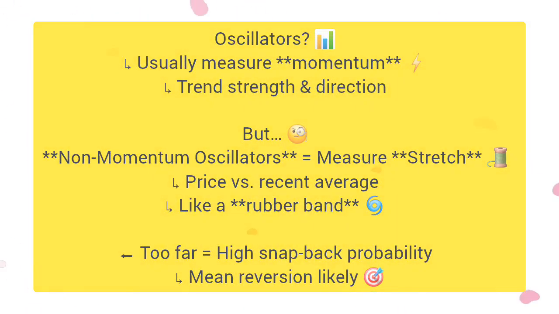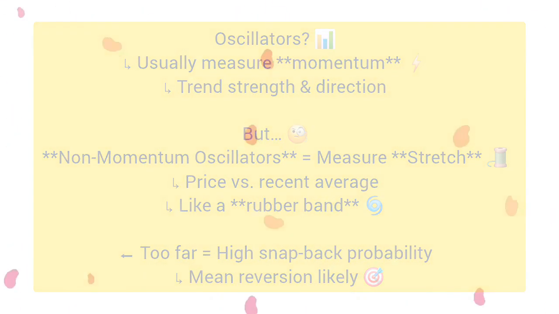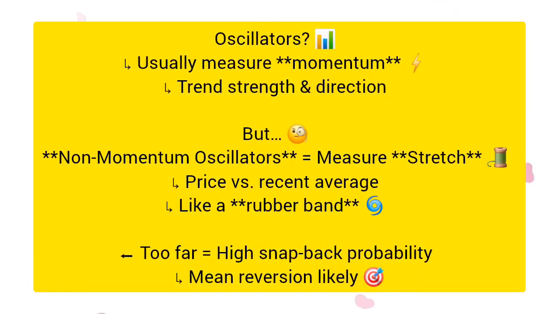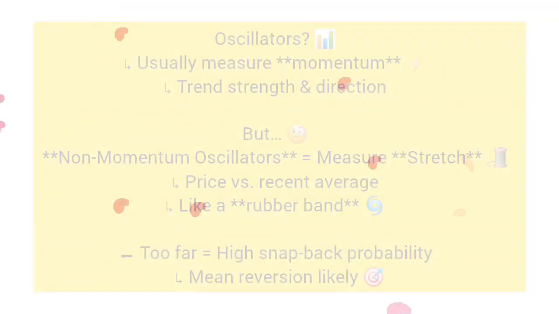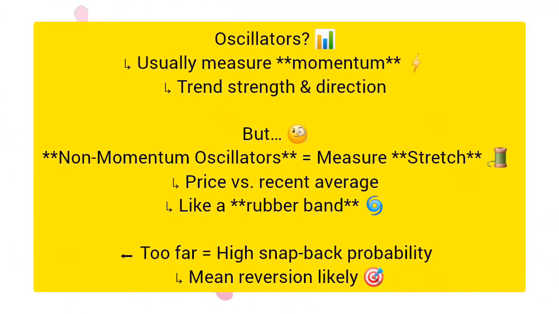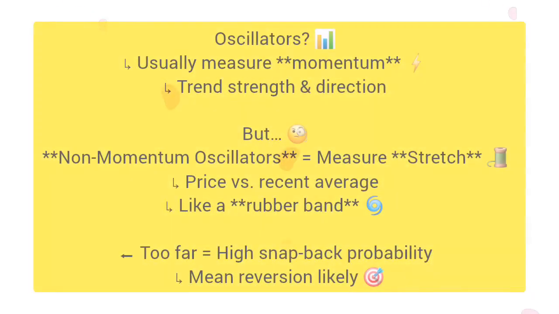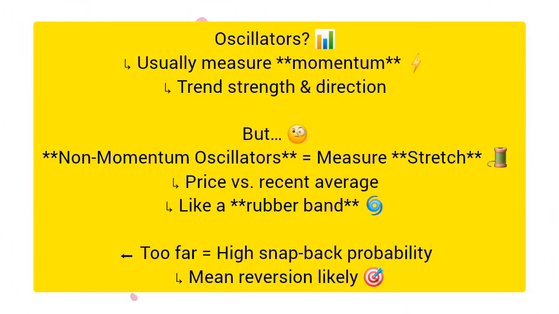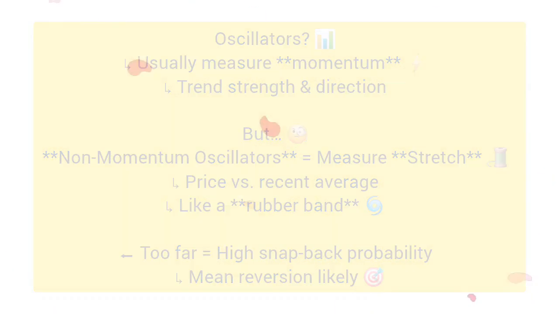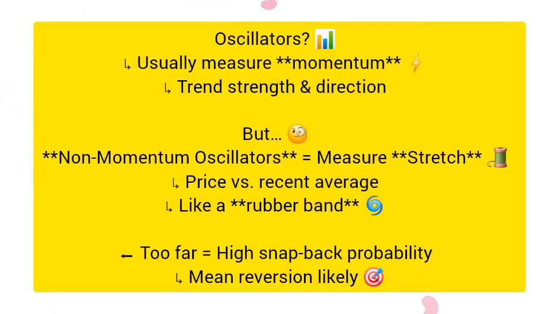To understand this better, imagine a, quote, rubber band. Assume the price is attached to its average price by a rubber band. The further and faster the price moves away from its average, the more this rubber band is stretched. Non-momentum oscillators measure exactly how stretched this rubber band is. And we know that when a rubber band is stretched too far, the probability of it snapping back towards its equilibrium point increases dramatically.